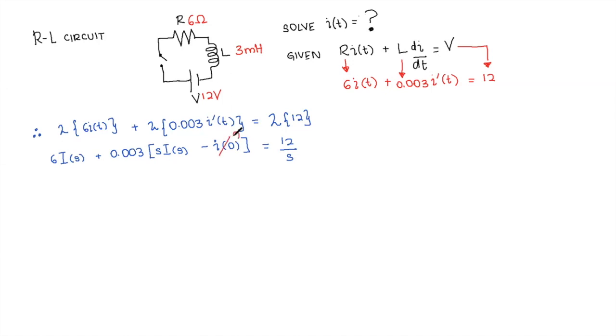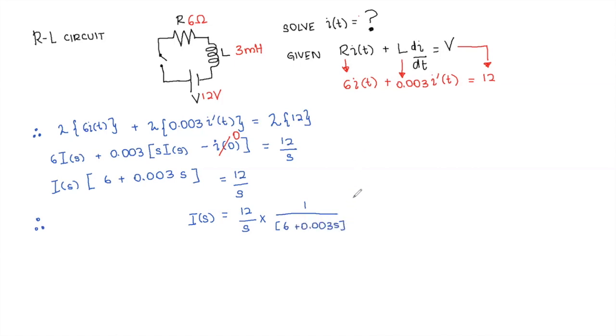Now the initial current we usually assume as null, so we can cancel that off and bring I(s) outside, multiplied with 6 plus 0.003s, equivalent to 12 over s. So now we can basically solve the current in the Laplace domain as equivalent to 12 over s multiplied with 1 over 6 plus 0.003s. Okay, so we have done the first part, which is to derive the current in the Laplace domain.